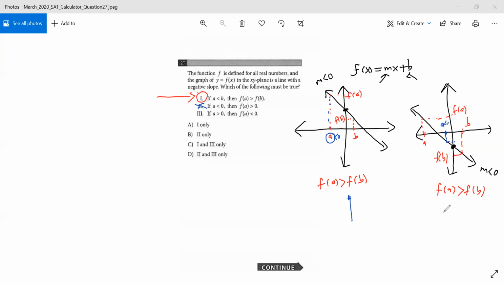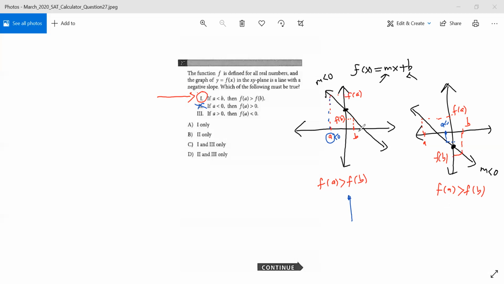Now let's look at the third option. A is positive, and then the function value is negative. So A is positive, function value is negative. Well, let's look at that. To see if this is correct or not, we have to choose a positive A, and then make sure that the value is negative, right? So positive A and the value is negative.